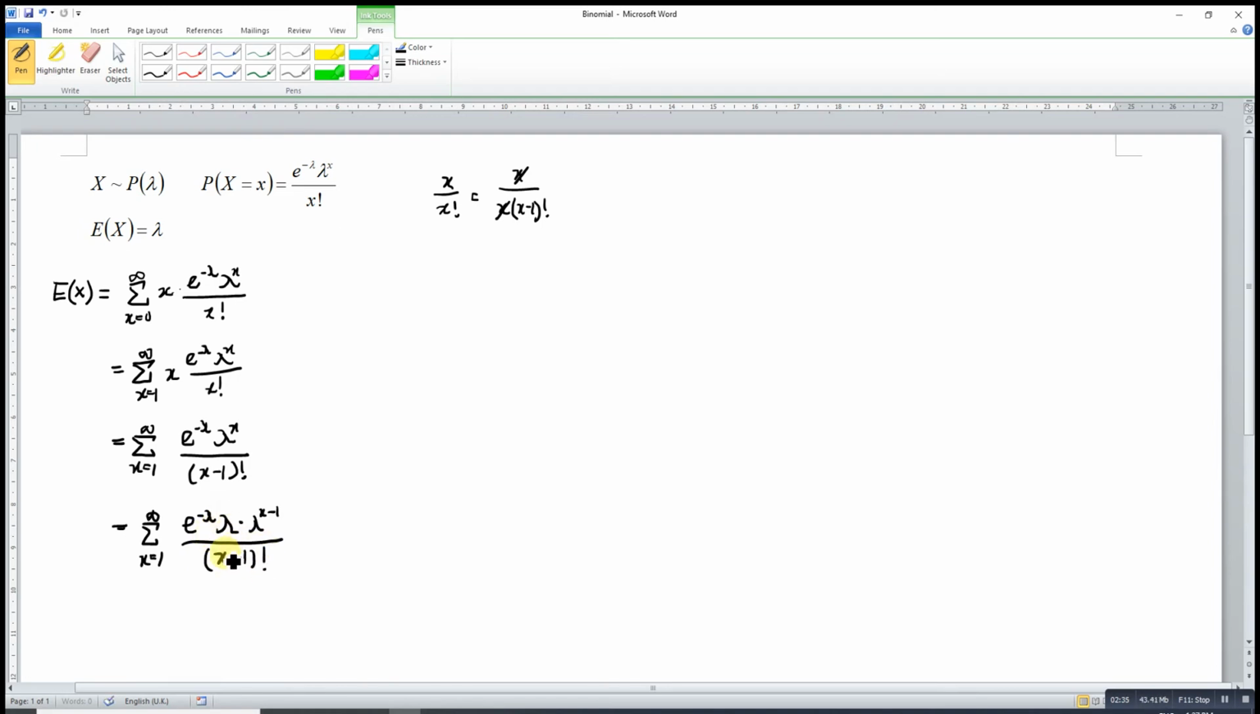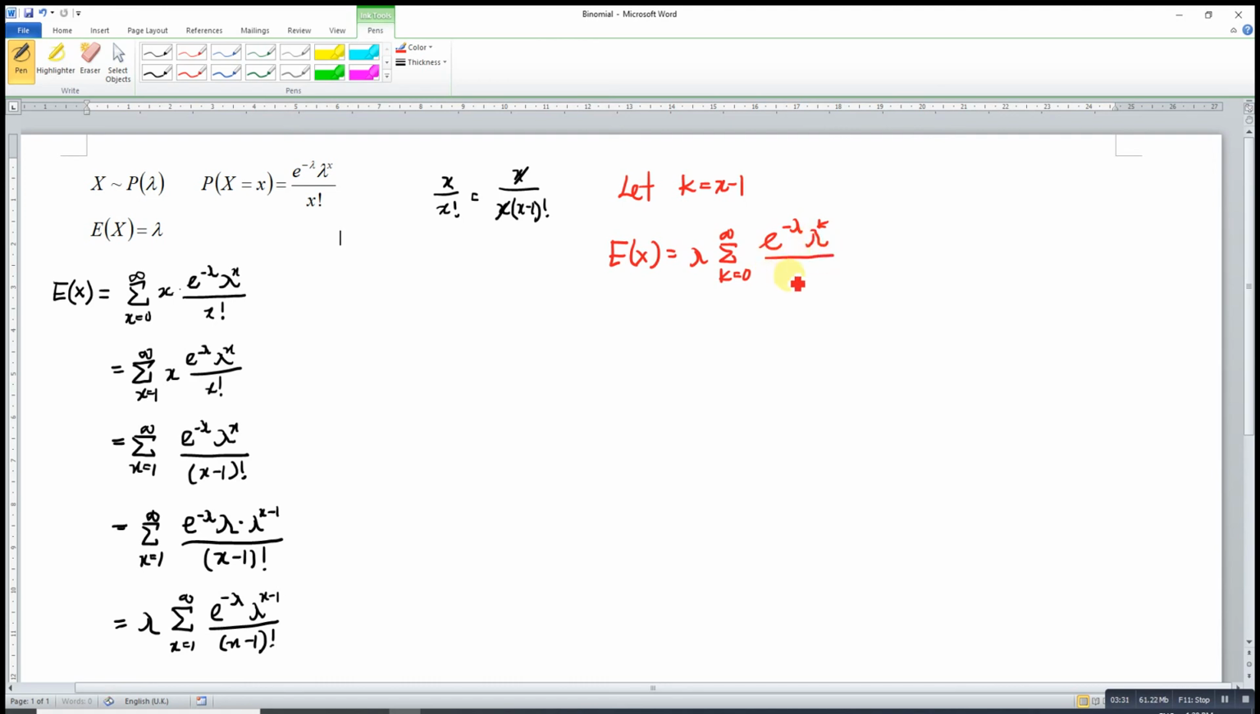Lambda is a constant, so we can take it out. So lambda times the sum from x equal to 1 to infinity of e to the power negative lambda, lambda to the power of x minus 1 over (x minus 1) factorial. Now let's do some substitution. We let k be x minus 1. So the mean is equal to lambda times the sum where x equal to 1 gives k equal to 1 minus 1, which is 0. So k from 0 to infinity of e to the power negative lambda, lambda to the power x minus 1, which is k, over k factorial.